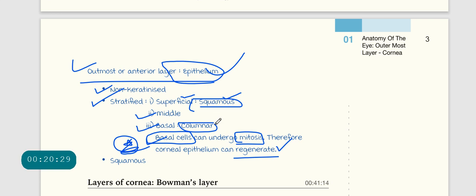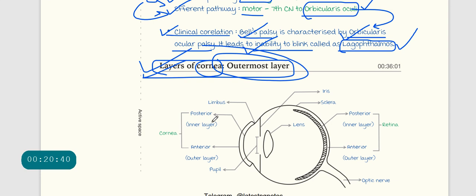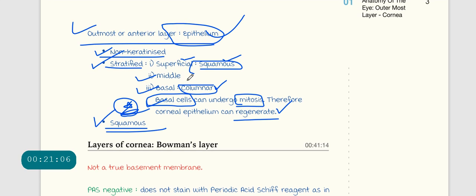Diagrammatically you can see over here the limbus, where both the cornea and the sclera meet. The layers of the cornea: this is the posterior layer, and anteriorly this is the anterior or outermost layer. As we discussed, the first layer is the epithelium, and it has the sublayers non-keratinized, stratified and squamous. Then comes the second layer, that is Bowman's layer.